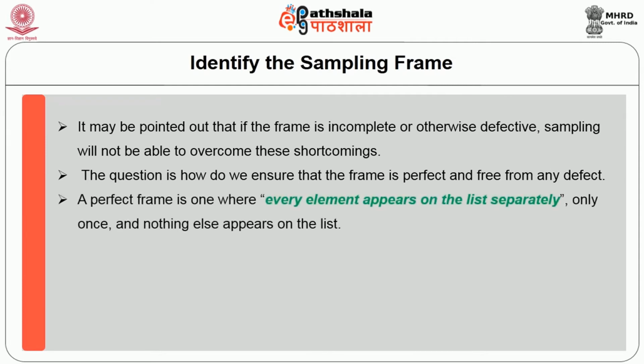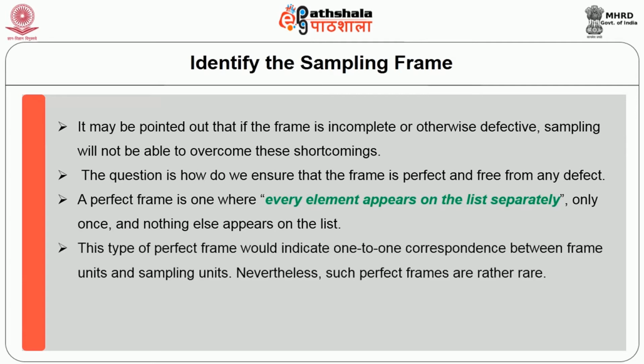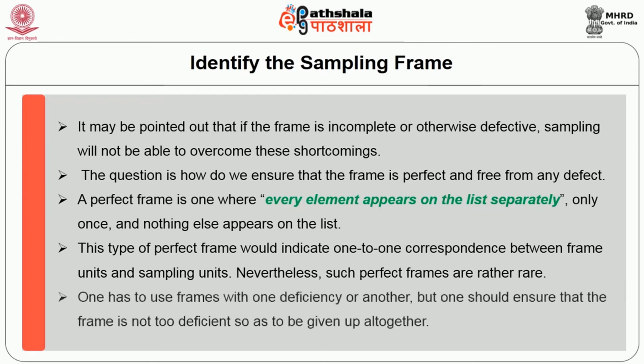A perfect frame is one where every element appears on the list separately, only once, and nothing else appears on the list. This type of perfect frame would indicate one-to-one correspondence between frame units and sampling units. Nevertheless, such perfect frames are rather rare. Accordingly, one has to use frames with one deficiency or another, but one should ensure that the frame is not too deficient so as to give up altogether.